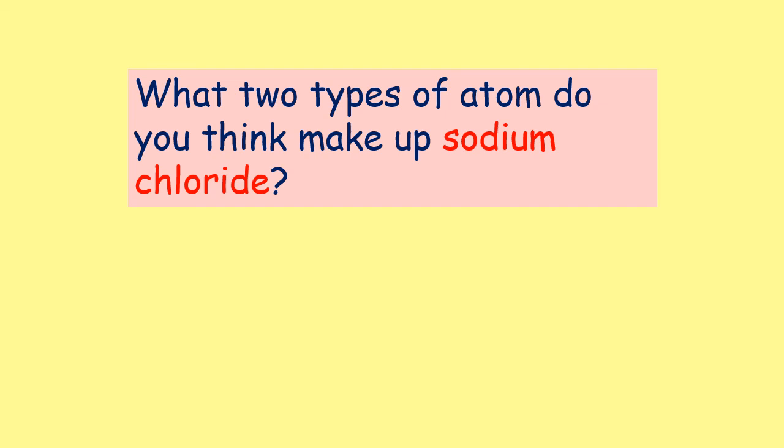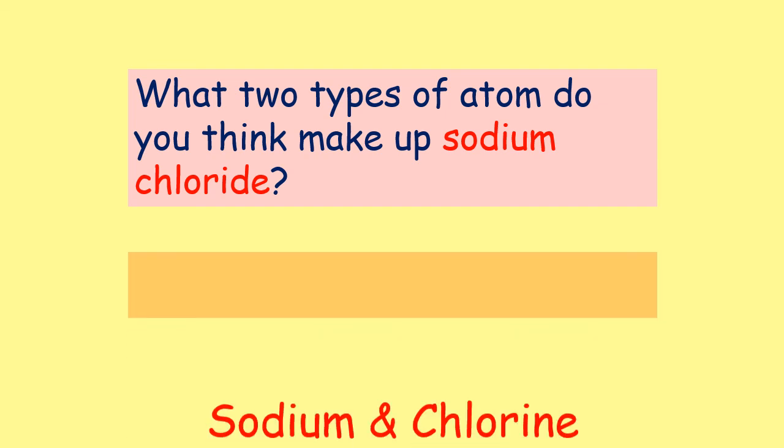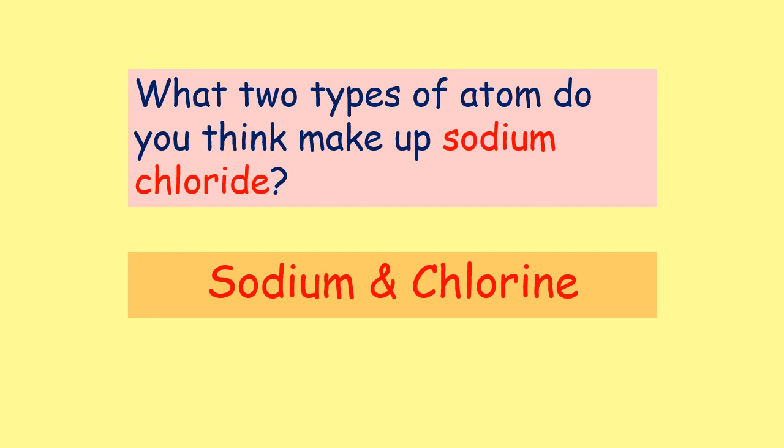Now, here's a question for you. Sodium chloride is a compound. What two types of atom do you think make up sodium chloride? So the answer to this one, it's sodium and chlorine.